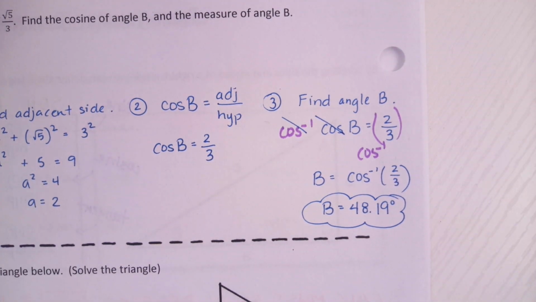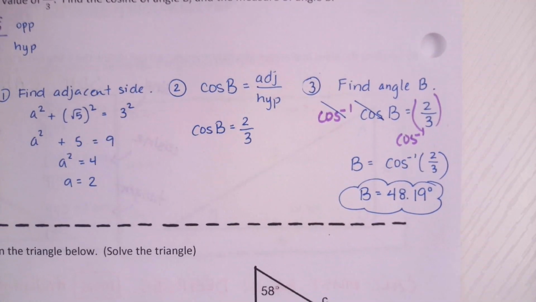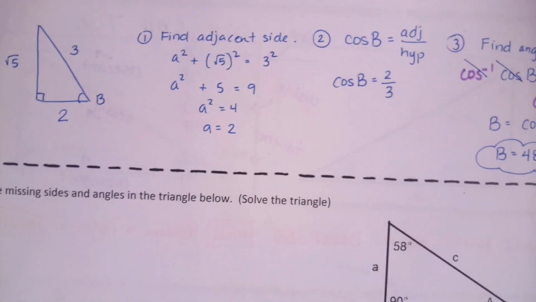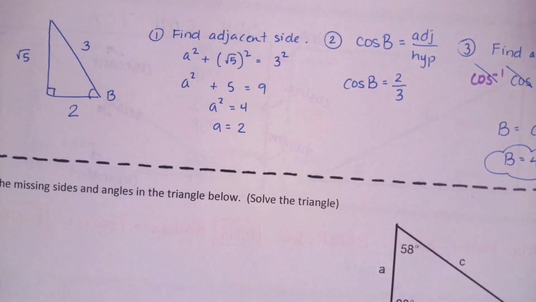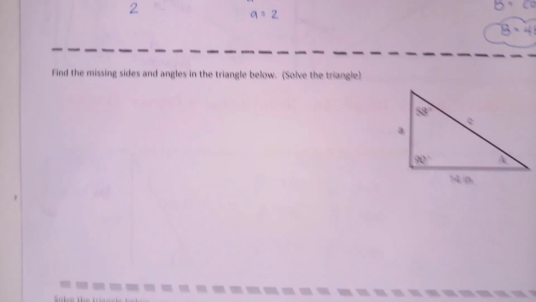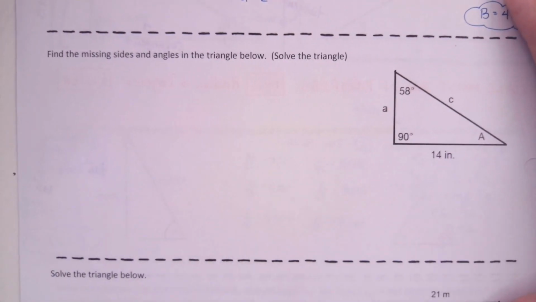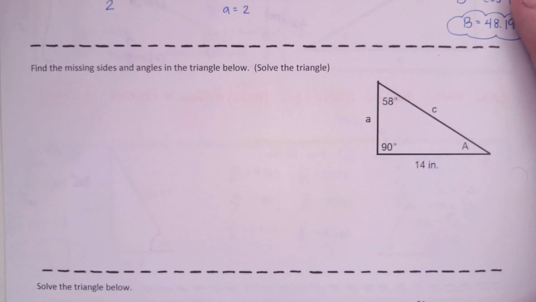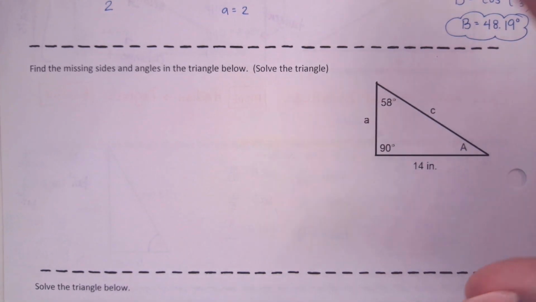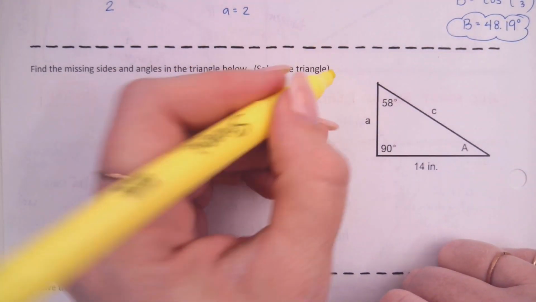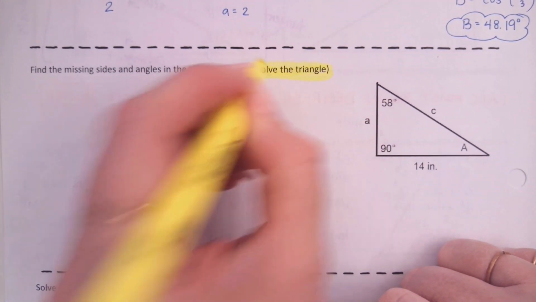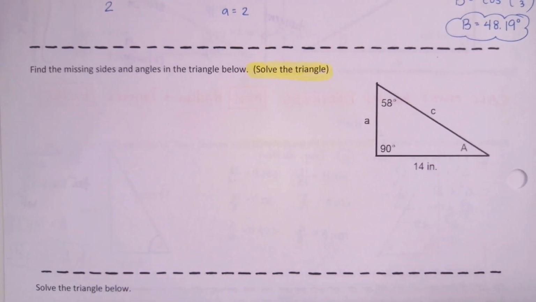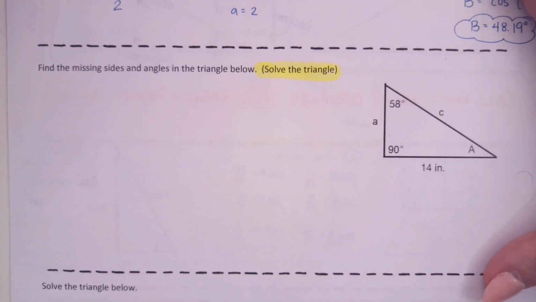All right, last one. We're given a right triangle, and we're asked to find any missing sides and angles. So not necessarily find all trig ratios, just find any missing sides and angles. This is what's called solving the triangle, to find all the missing ones. The easiest thing to find would probably be what? Angle A. Right. Just subtract.